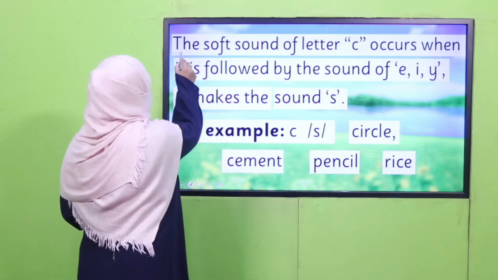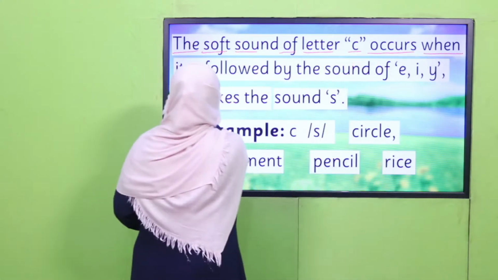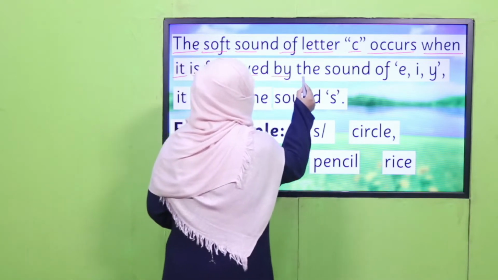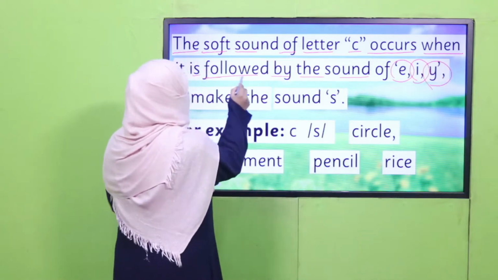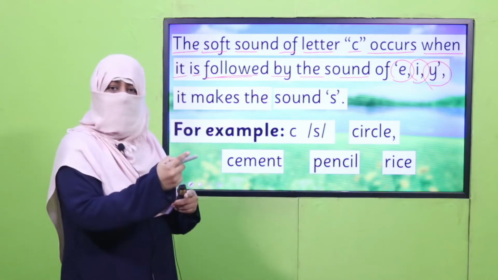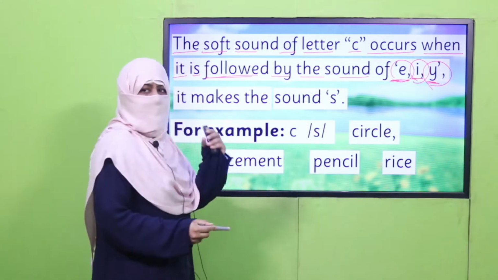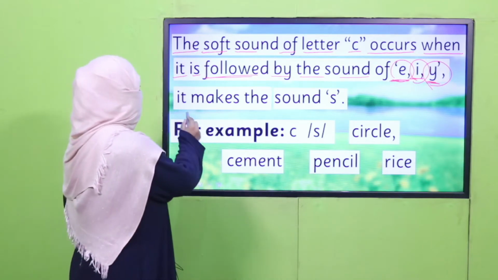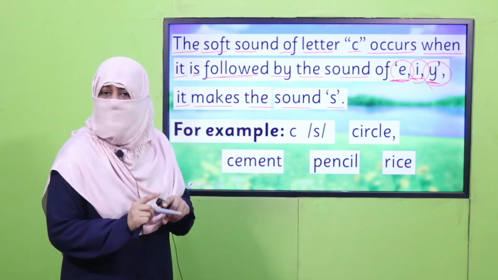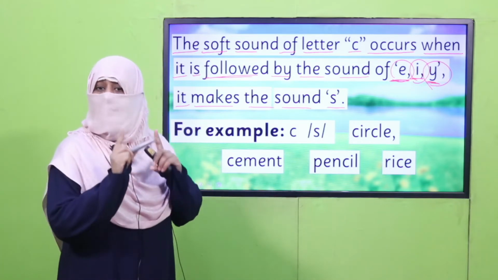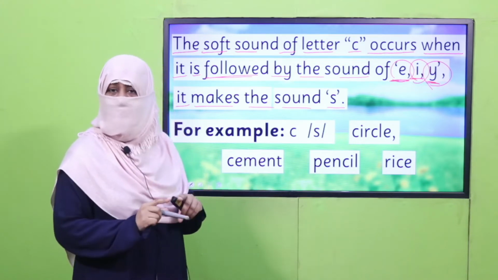Now, the soft sound of letter C occurs when it is followed by E, I, or Y. What does followed mean? After letter C, if you find E, I, Y, these three letters, then it makes the sound S. Then C will sound S. It will not sound K. K is the hard sound of letter C and S is the soft sound of letter C.